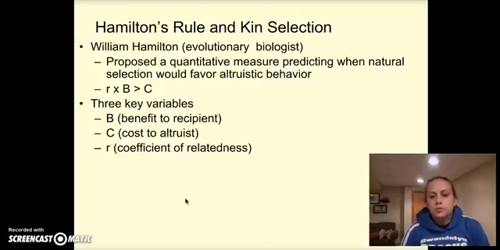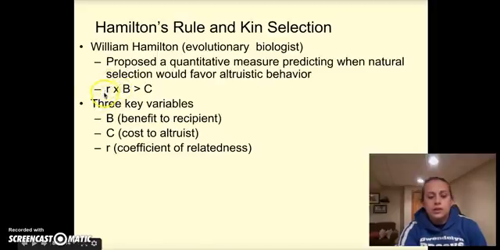And we have Hamilton's rule in kin selection. William Hamilton was an evolutionary biologist, and he proposed a quantitative measure for predicting when natural selection would favor altruistic behavior. In that case, we're looking at three variables. R is the coefficient of relatedness: how related are the individuals, that is, how related is the one performing the altruistic behavior to the one he's helping? B is the benefit to the recipient, and C is the cost to the altruist.